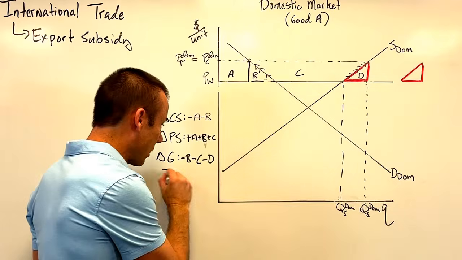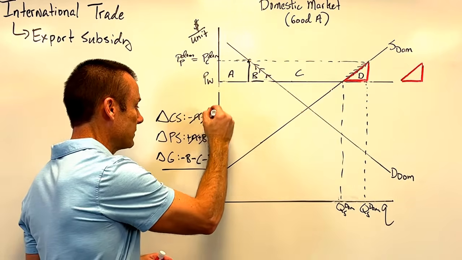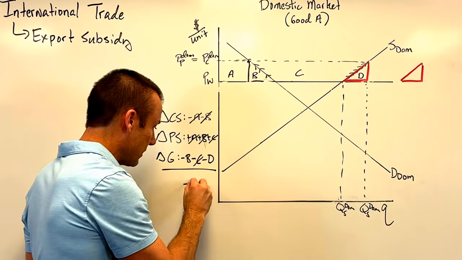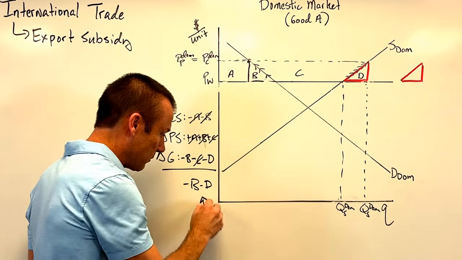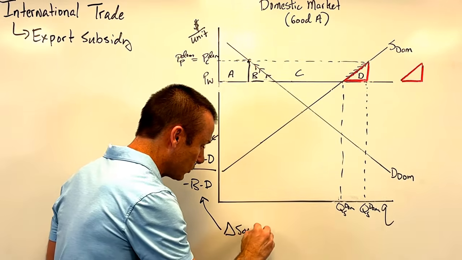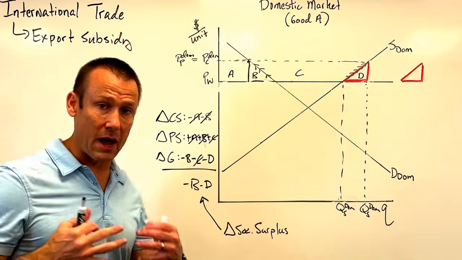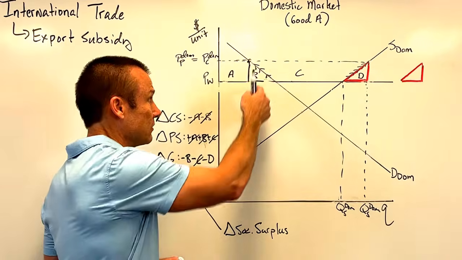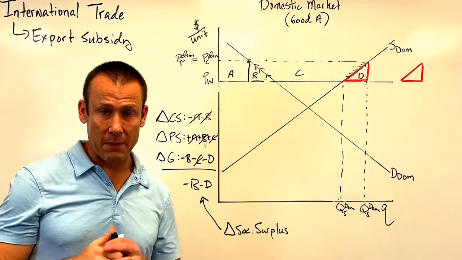Now, if we do the cross out, here's what we get. A's cross out, B's cross out, C's cross out, B and D drop down. What do I mean by it drops? It drops down to show this is my change in social surplus for the domestic country. So how is the domestic country impacted? Minus B, minus D, you can kind of call that the deadweight loss, if you will. Hope that makes sense to you.